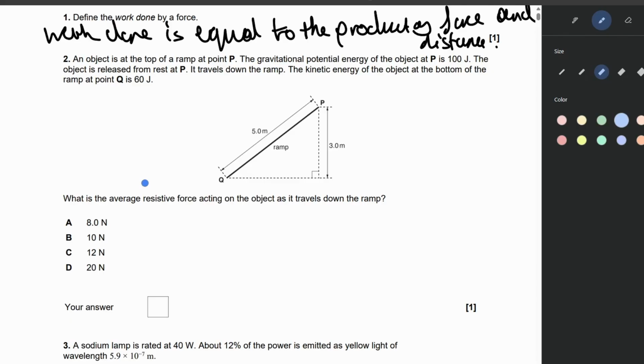An object is at the top of a ramp at point P. So there's an object here. The gravitational potential energy of the object at P is 100 joules. So it's got a gravitational potential energy. The object is released from rest at P, so it goes down the ramp. The kinetic energy of the object at the bottom of the ramp at point Q is 60 joules. So it's 100 joules at the top, and at the bottom it's 60 joules. What is the average resistive force acting on the object as it travels down? That resistive force is talking about the friction.